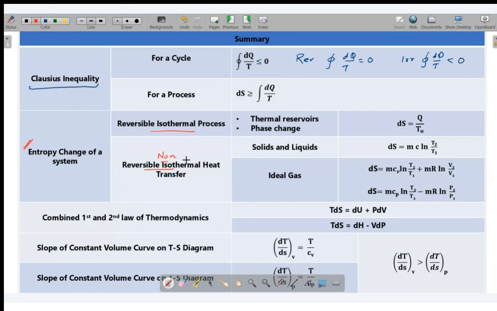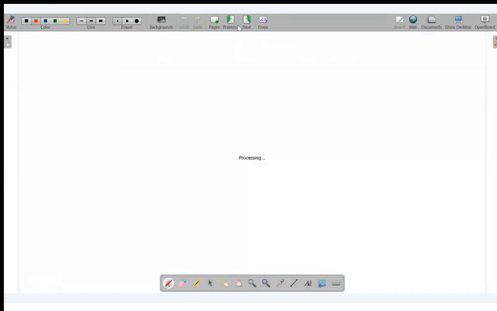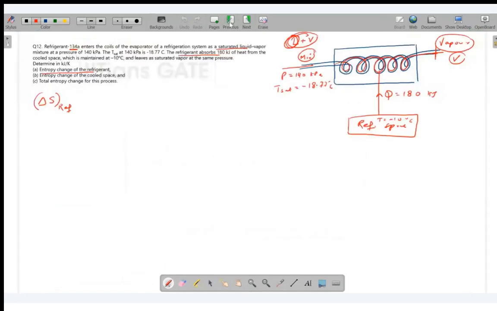Yes, what is the doubt? It's isothermal, right? Look, first of all, phase change is happening, so that is the case of isothermal. Here we have liquid plus vapor, the liquid is absorbing heat and converting into vapor. That's all. Here it is completely saturated vapor. So only phase change is happening, and phase change means no temperature change. So it is the case of reversible isothermal heat transfer, and I know how to calculate entropy change in that.